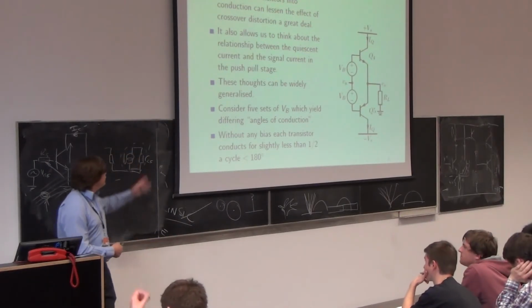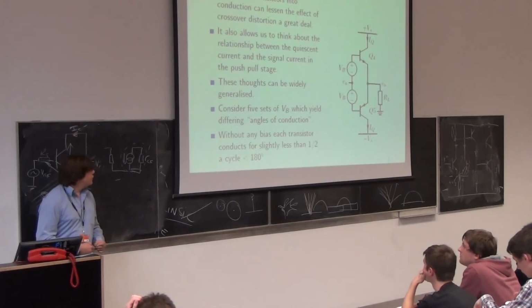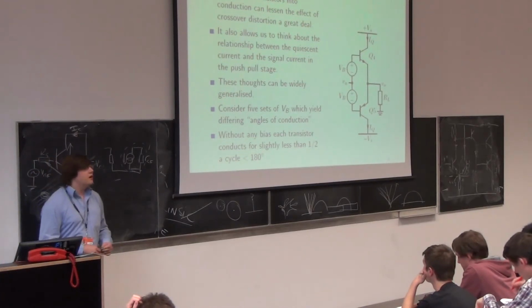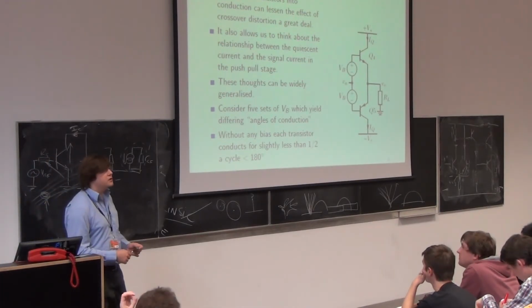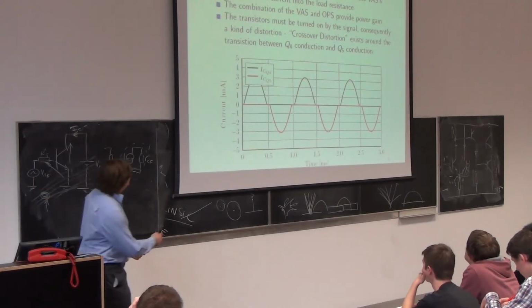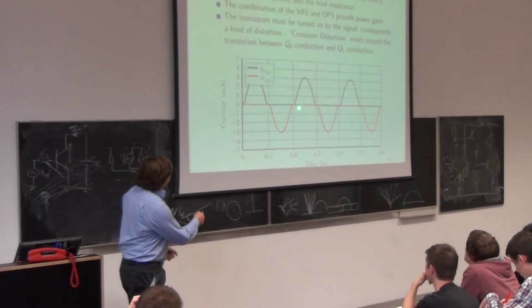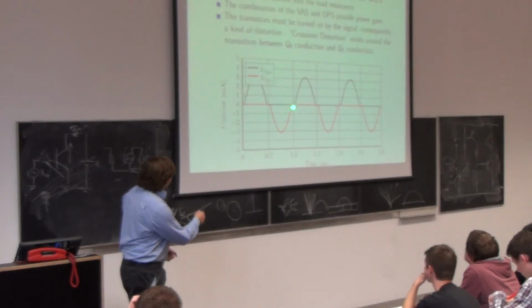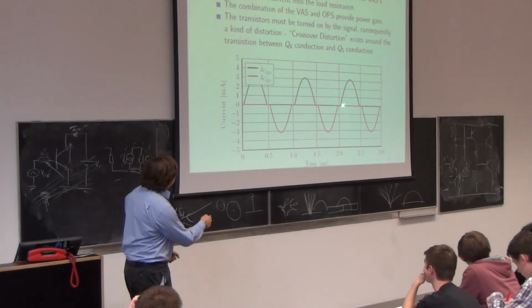So for the thing that I've just shown you, we actually have slightly less than 180 degrees angle of conduction. And the angle of conduction is, for one of the transistors, how long it's on for as a fraction of the whole cycle. So the whole cycle will start halfway between this flat bit at 1 millisecond and go towards 2 milliseconds.